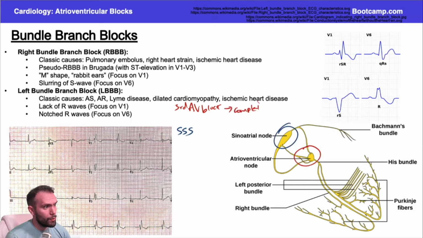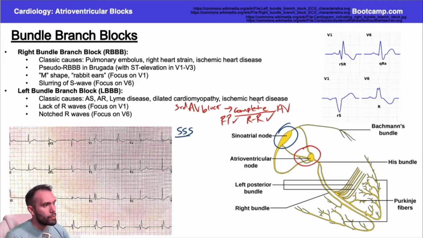So we already said with a third-degree AV block, you have complete dissociation between the atria and the ventricles. Your intervals between P waves will be the same, and your intervals between your QRSs will also be the same. So there's going to be no change in those intervals. They're just going to be at different rates. Sick sinus syndrome, remember the difference between this and that.